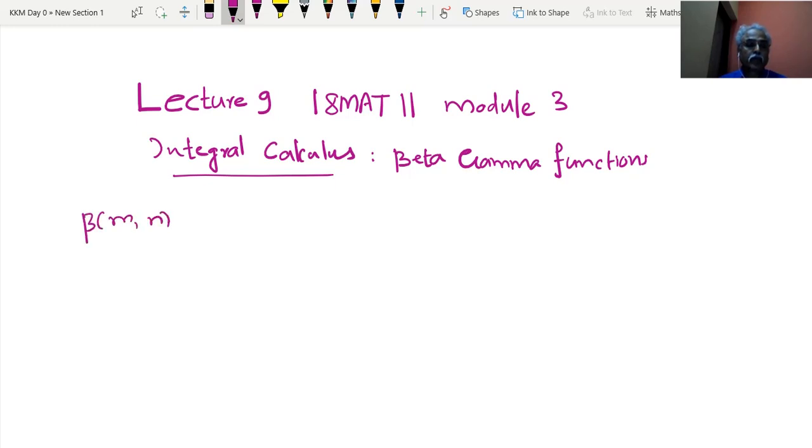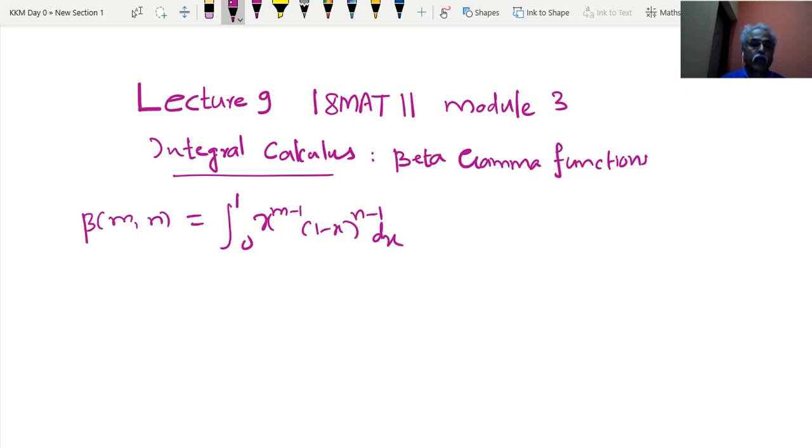See students, we defined a integration of the category 0 to 1. If it is a 0 to 1, x raised to m minus 1, 1 minus x raised to n minus 1, dx. So some real number output we get, that we denote by beta mn. Instead of x, it can be y or anything.